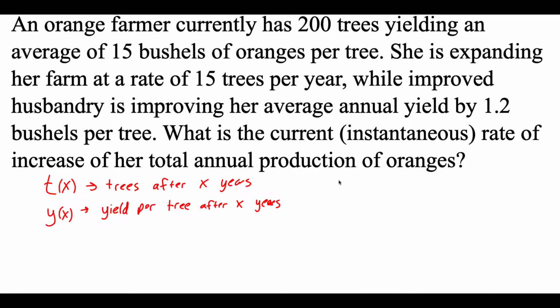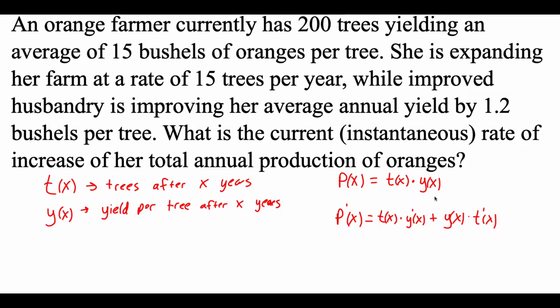So then as far as the production per year, what we're looking at is the number of trees that we have in any given year times the yield per tree in that year. So if I'm trying to find the instantaneous rate of change of this production, I'm really trying to find P prime of x. Now using our product rule, I would have to take t of x times y prime of x plus y of x times t prime of x.